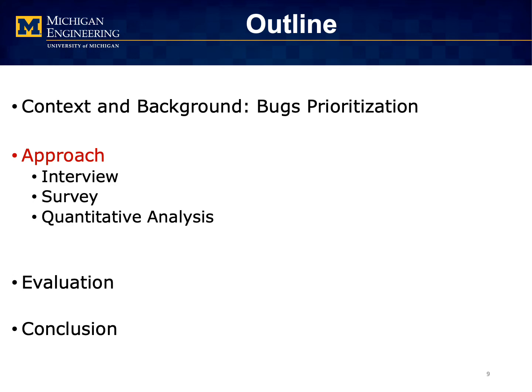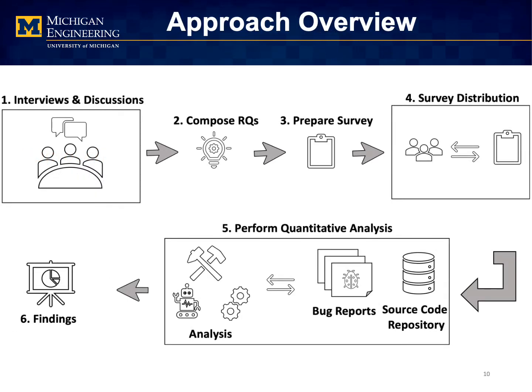Next, we're going to talk about our approach. The approach starts with interviews and discussions. Then we compose our research questions. Then we prepare our survey. And then we distribute our survey to our participants. Then we perform quantitative analysis on open source software. And at the end, we summarize all our findings from both the survey and quantitative analysis.